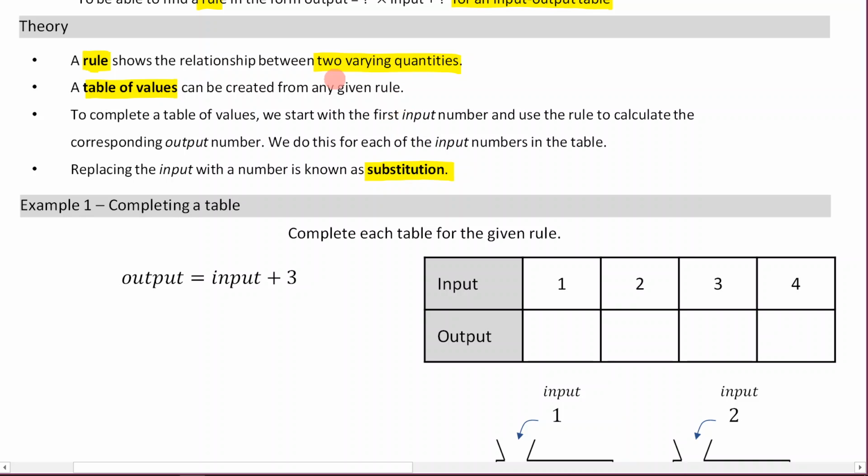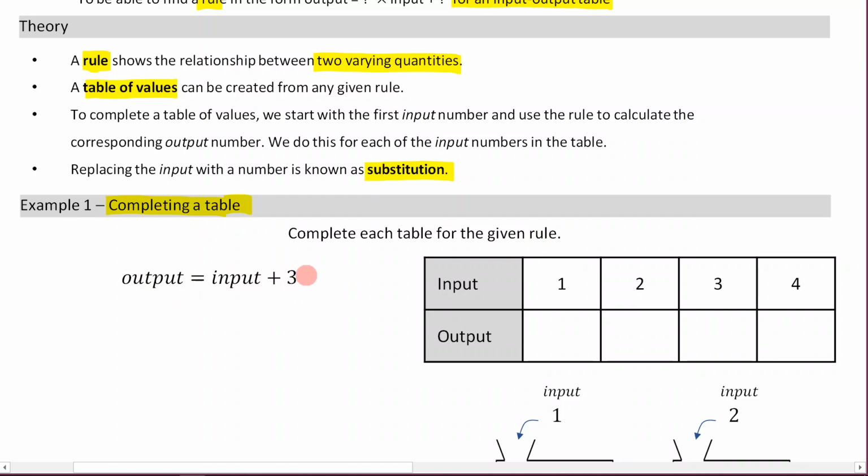Okay, so there's a lot of words there, and you're probably thinking, what on earth does all of that mean? Well, let's hopefully make sure that this makes sense having gone through an example. So this all will make sense having gone through this example here. Okay, so example 1, completing a table. It says complete each table for the given rule.